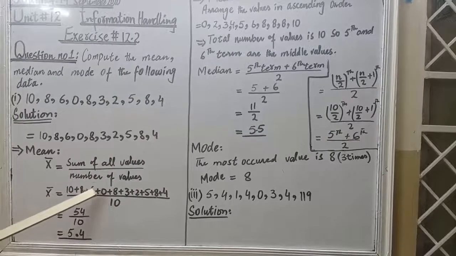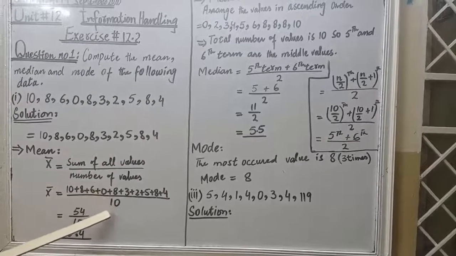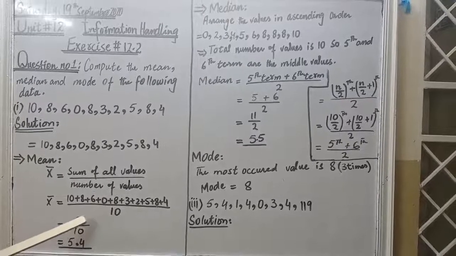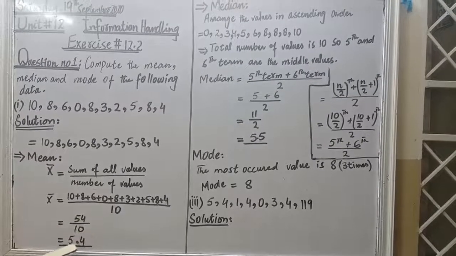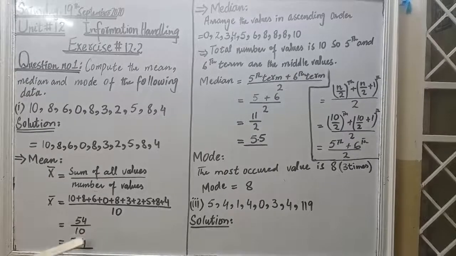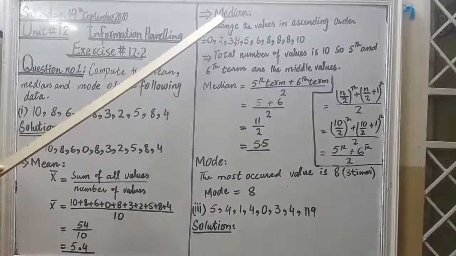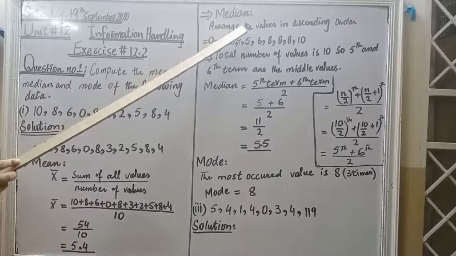So we divide the sum of all values by the number of values. The sum of values is equal to 54 divided by 10. When we divide 54 by 10, our answer is 5.4. Now the median. For finding the median, first we arrange the values in ascending order.